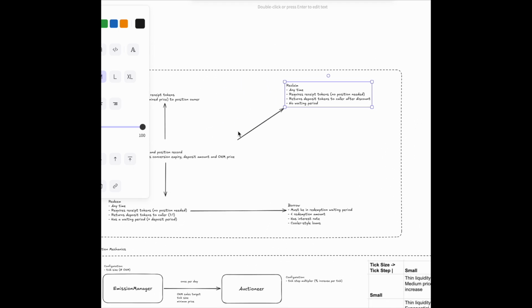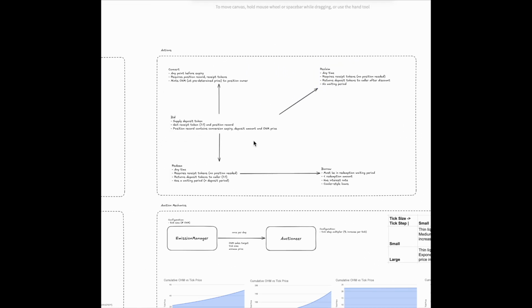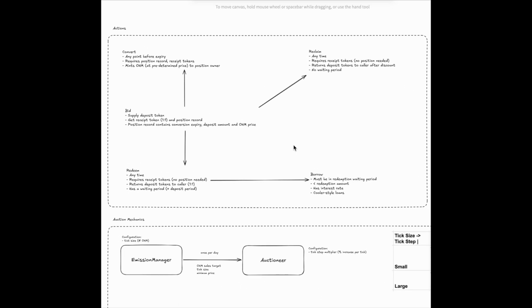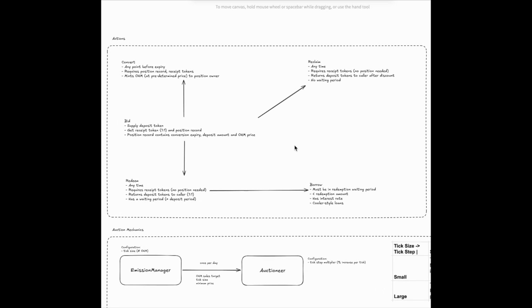So those are the main actions here. There's obviously a lot of opportunities within this and playing around, and we're quite interested to see what people come up with and how they interact with the system.